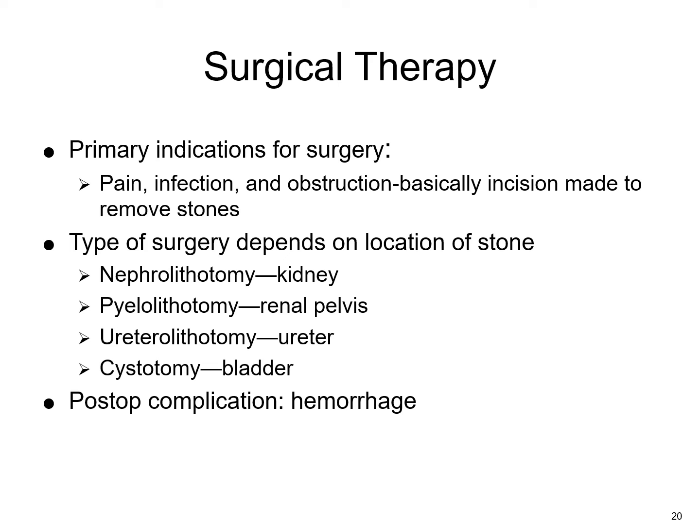Okay. If the patient ends up needing surgery, so basically they're doing some type of incision to remove the stones, right? The type of surgery is going to depend on the location of the stone. So obviously nephrolithotomy is an incision made into the kidney. Pyelolithotomy is an incision into the renal pelvis. And then ureterolithotomy is an incision into the ureter. And then bladder cystostomy. All right. So they'll do the surgery, and the biggest complication for all of these is the hemorrhaging that can potentially happen.